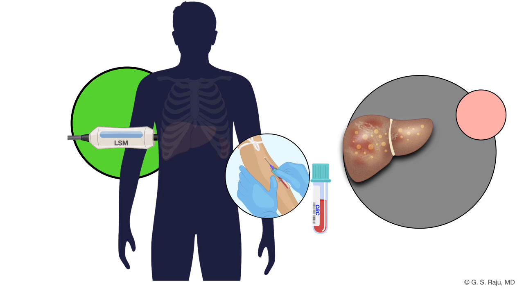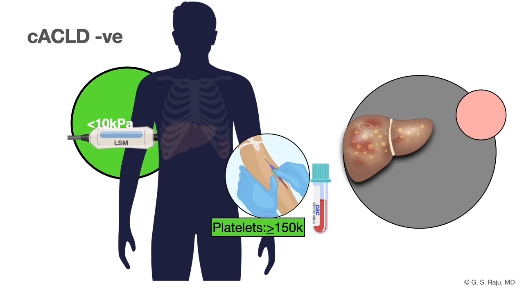So if the liver stiffness measurement is below 10 kPa, and the platelet count is above 150K, you can pretty much say that this patient may have chronic liver disease, but not compensated advanced chronic liver disease. So below 10 kPa and platelet count of above 150 basically tells you that the patient does not have compensated advanced chronic liver disease. Without that, you won't have clinically significant portal hypertension.